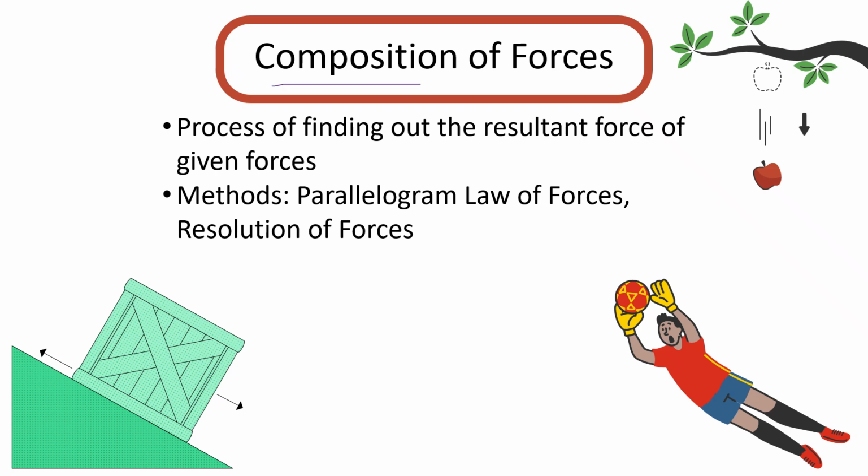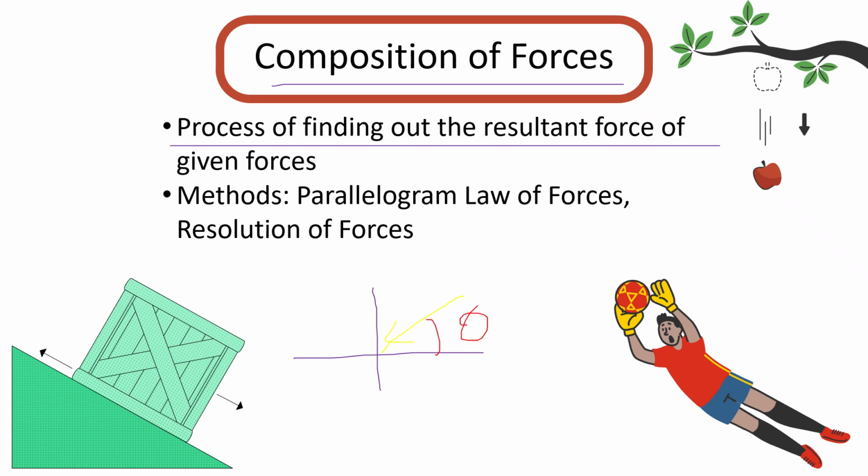Now, the composition of the forces. This is another part, that is, what are the various compositions that the forces would be. The first thing is the process of finding out the resultant of the forces. Suppose that a force is given, suppose that this is my axis, and the force is acting at this point with an angle of theta. So there will be the resultant force if another force is acting this way. So in this case there will be a resultant force in this direction.